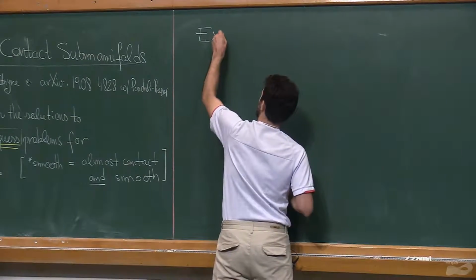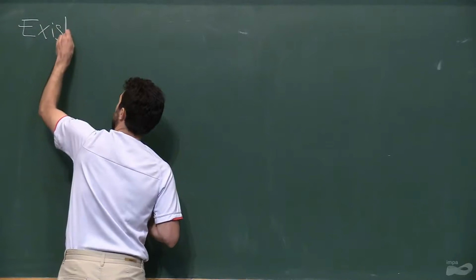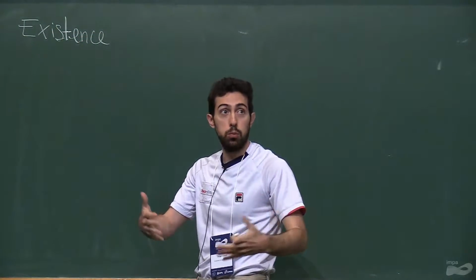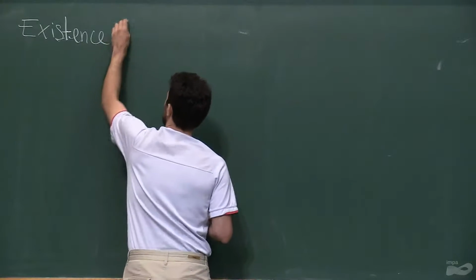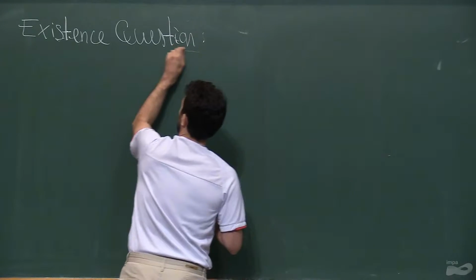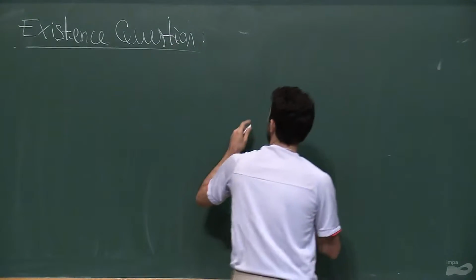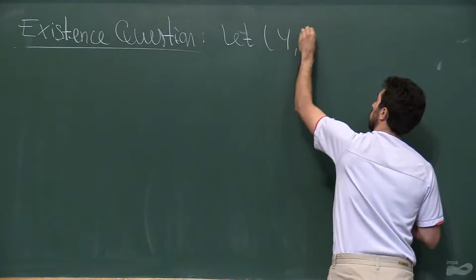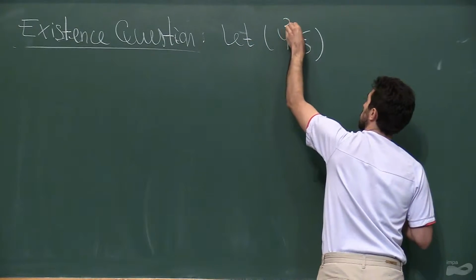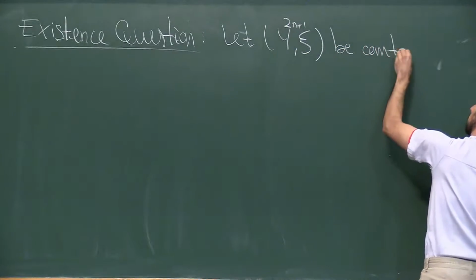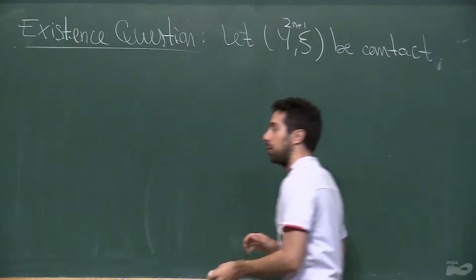The existence question is about whether a given submanifold can be moved, can be isotoped, to be a contact submanifold. So the existence question asks, suppose that you have a contact manifold, so that's Y. So this Y is always going to be of dimension 2n plus 1. So this is contact. Then you can ask the following.